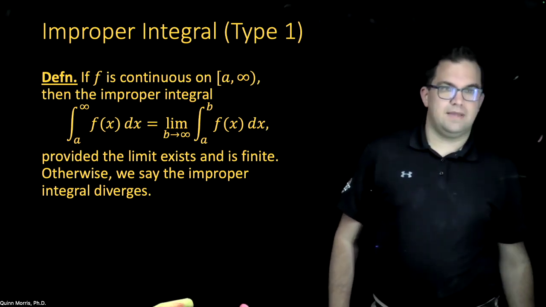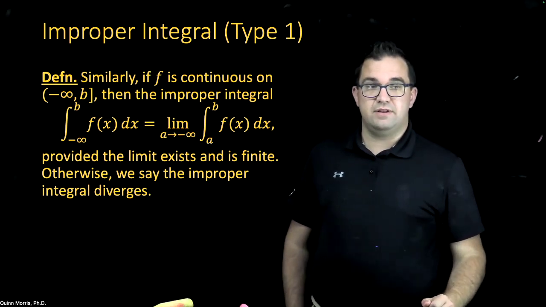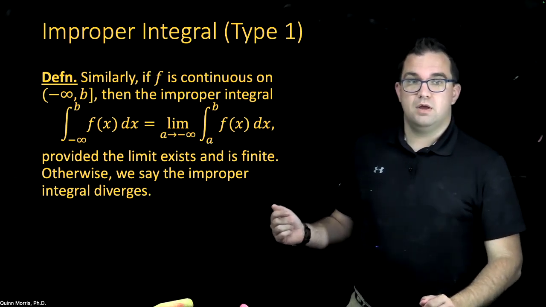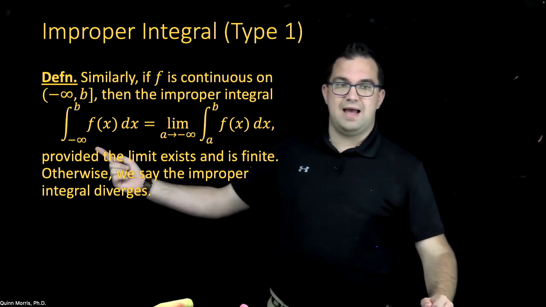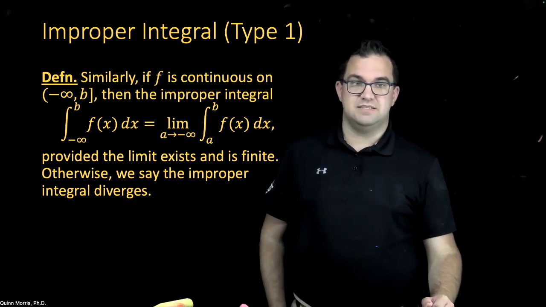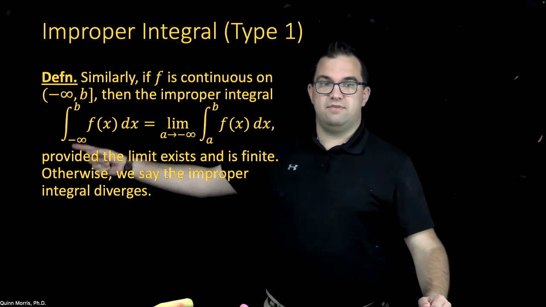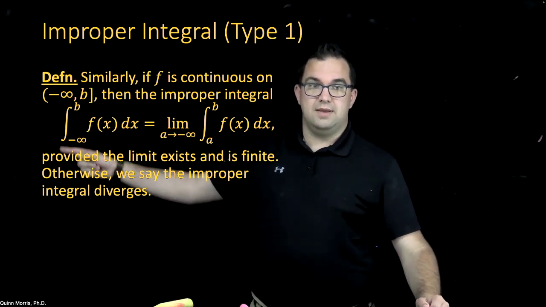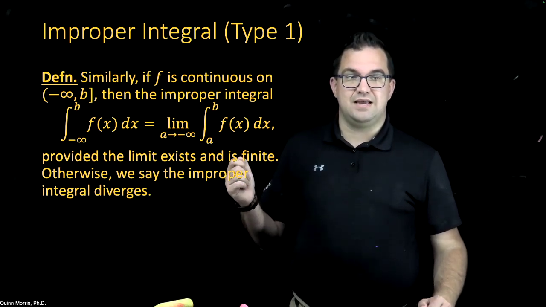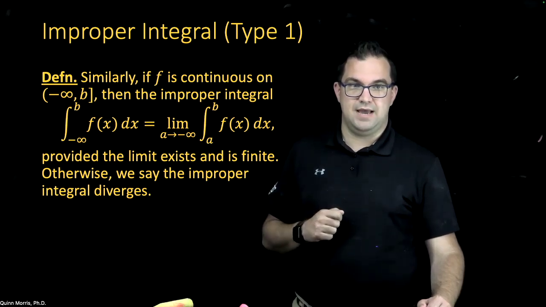Now, I'll also note that we can similarly deal with problems where we have an infinite limit of integration, but in the lower limit of integration. So imagine if instead we had the integral from minus infinity to b of f of x dx. Well, then we could just rewrite that. Now the improper limit of integration, right, is this lower limit of integration. And so we would just rewrite this as the limit as a goes to minus infinity of the integral from a to b of f of x dx.